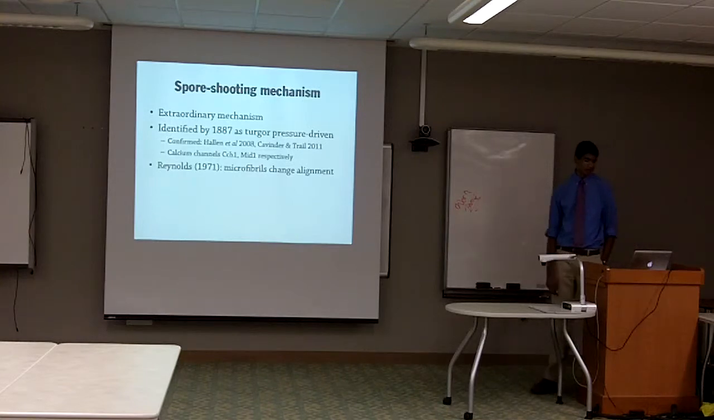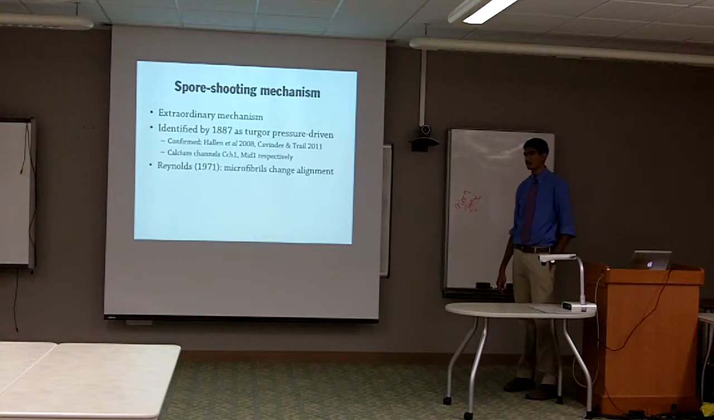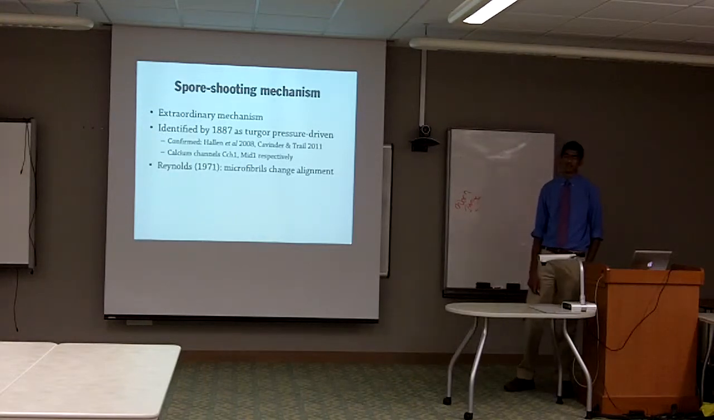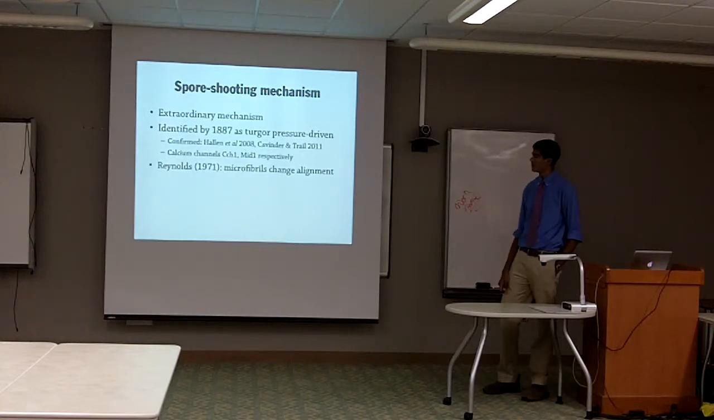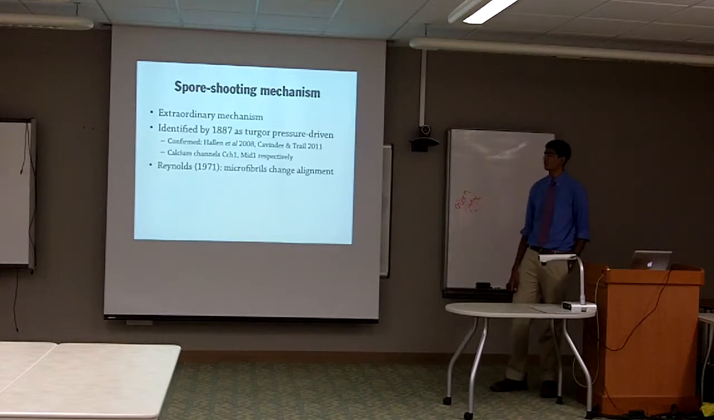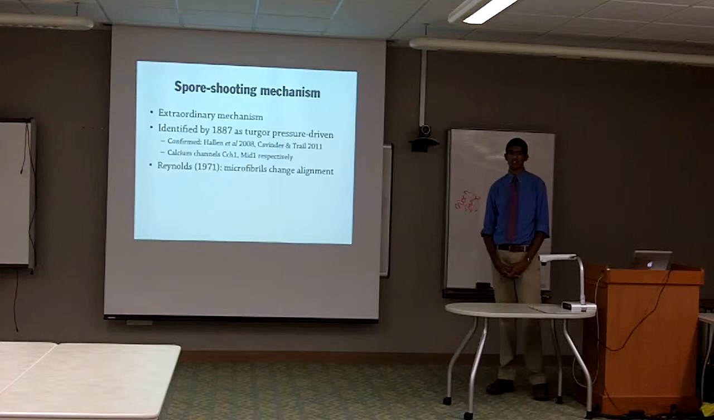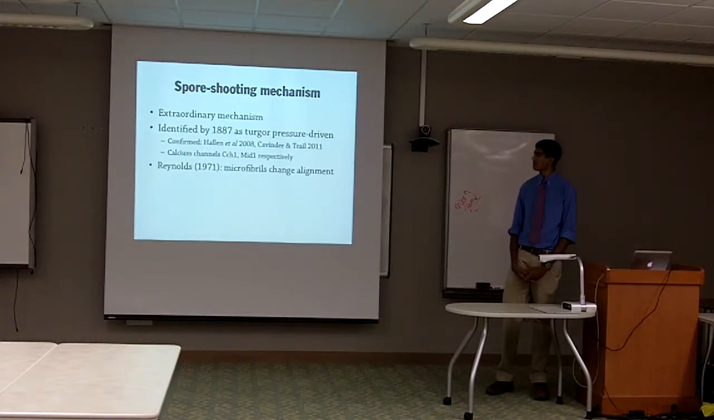So I want to talk a little bit about the actual mechanism behind spore shooting. It's a pretty extraordinary mechanism. In fact, it's been described in the fungus I was just working with that it can accelerate its spores at about 8.5 million meters per second squared, which is the greatest acceleration described in any living system to date. So clearly it's a pretty extraordinary mechanism. And since 1887, it's been identified as being driven by turgor pressure, which is when the cell membrane of a cell pushes against the cell wall, and then that pressure is able to burst and thereby fire the contents. And this has since been confirmed.